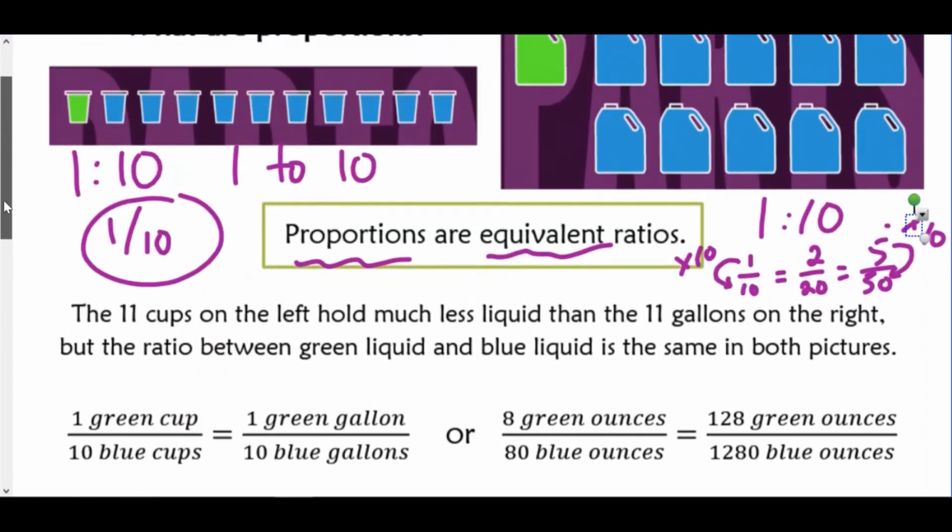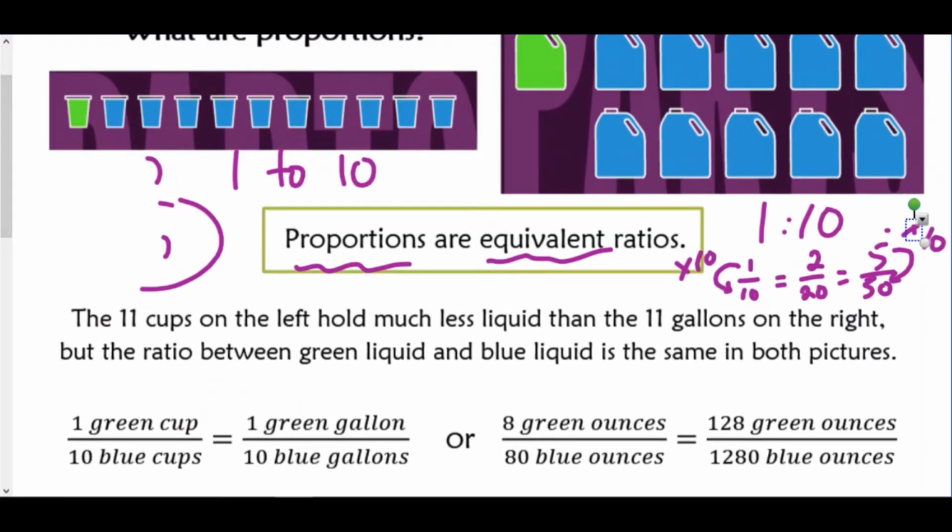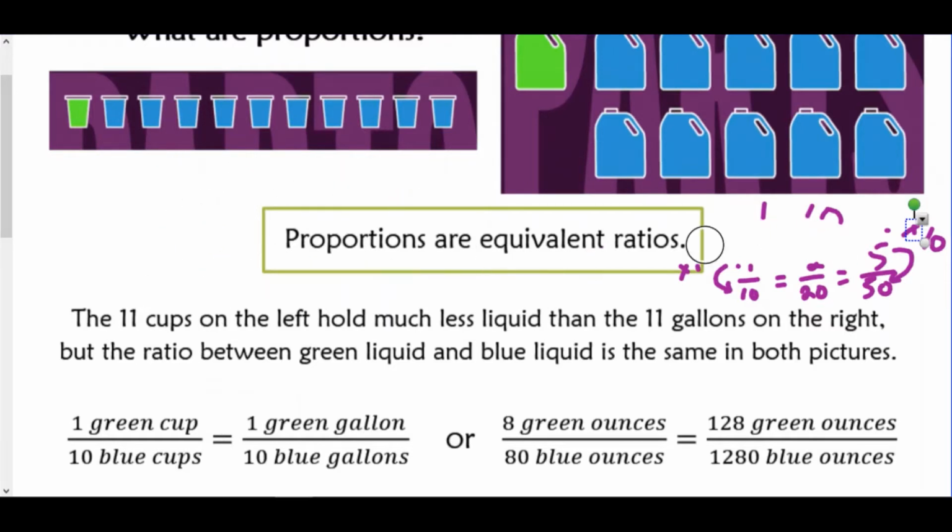And that is perfectly expressed in this volume comparison. Even though these are cups on the left side and these are gallon jugs, let's say we talk about these as ounces. There's 8 ounces in a cup, so there's 8 green ounces here versus 80 blue ounces. There's 128 ounces in a gallon, so there's 128 ounces here versus 1,280 ounces here. Those ratios are all the same: 1 to 10, 1 to 10, 8 to 80, 128 to 1,280. The ratio remains the same.